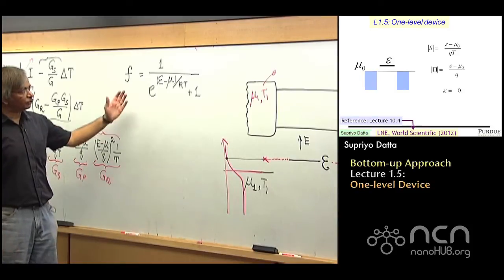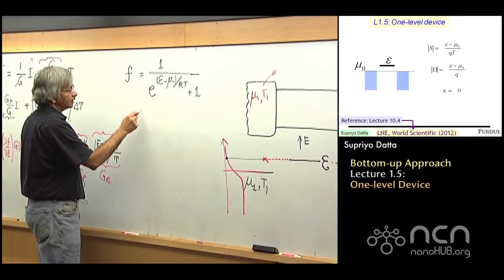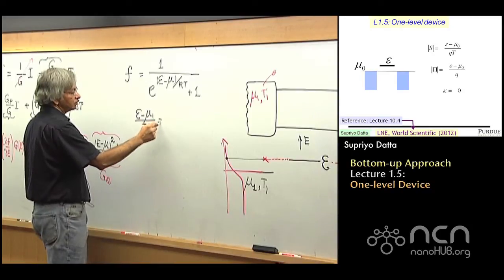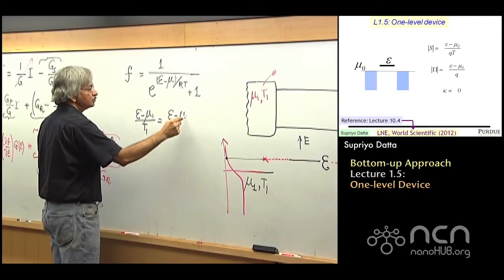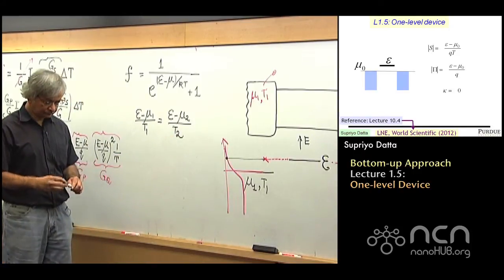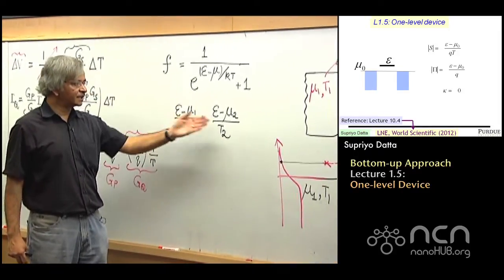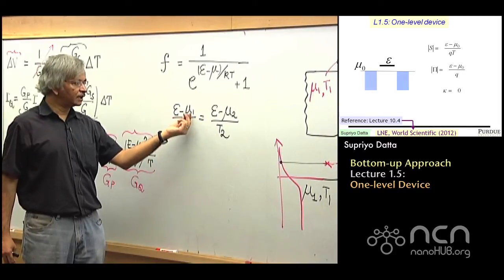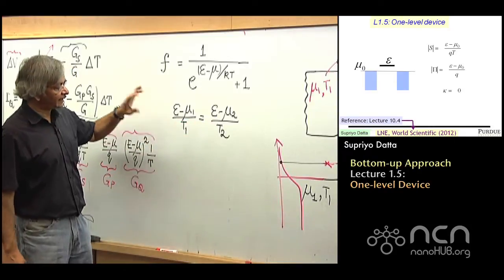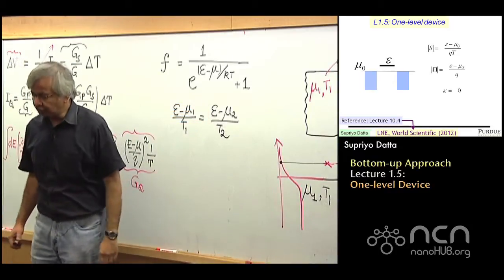And so, if those two have to be equal, then clearly what you must have is epsilon minus mu1 over T1 is equal to epsilon minus mu2 over T2. That's it. So, for a given temperature difference, this is the expression that tells you what is the correct potential difference. Because this will ensure that at energy epsilon, F1 exactly equals F2, and so no current flows.